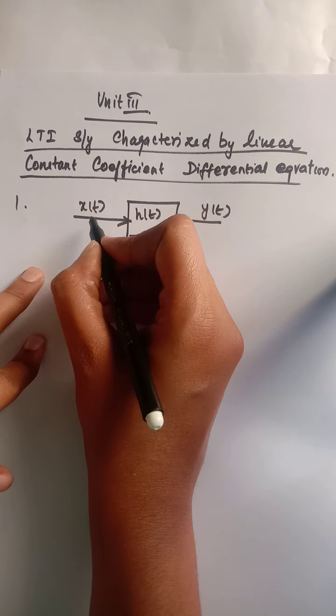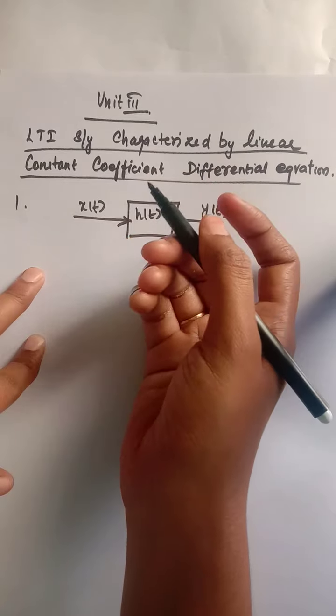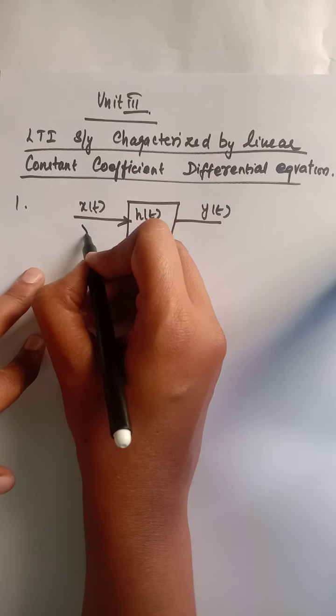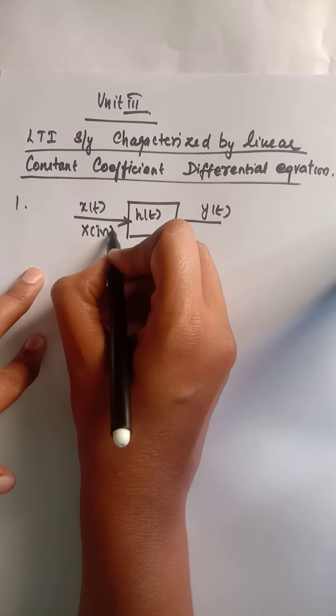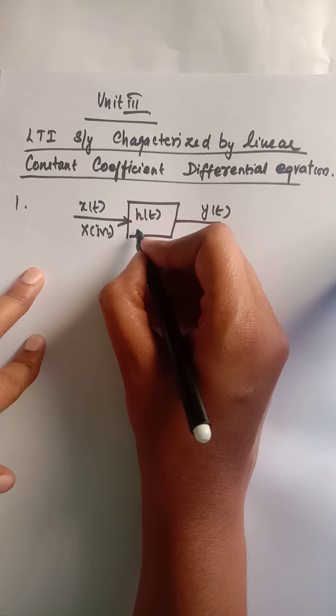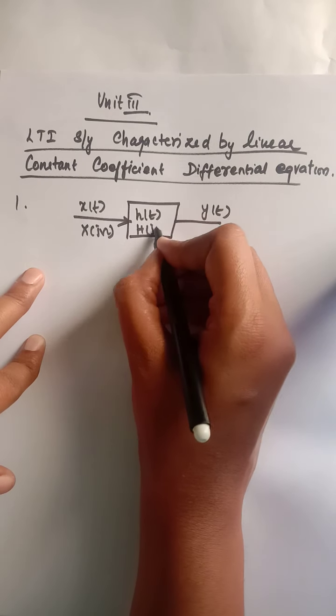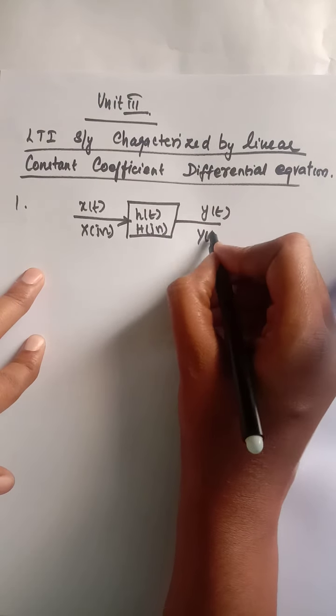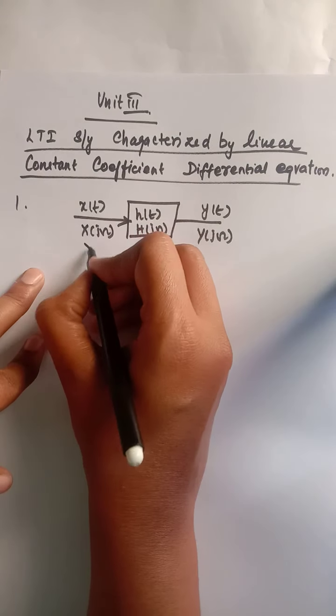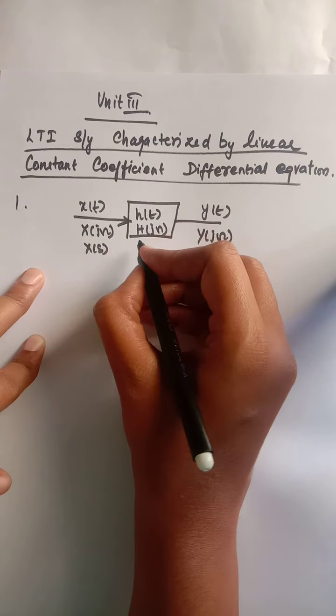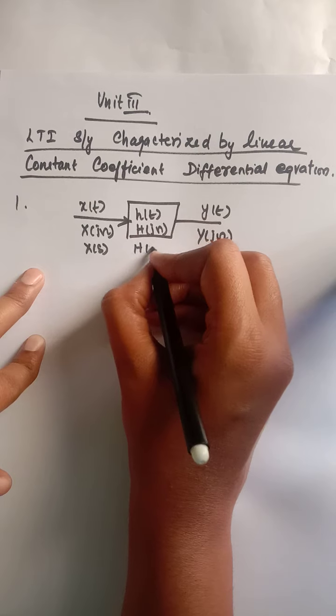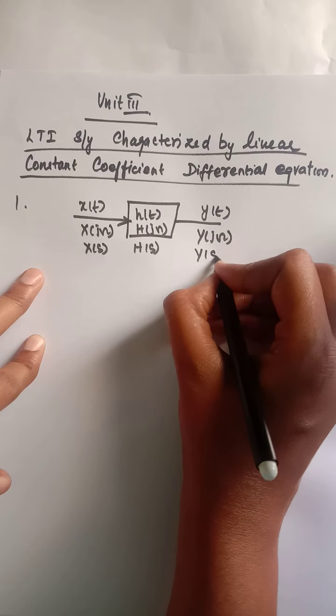You know that we can apply any transform to represent it in the frequency domain. Either you apply the Fourier transform, in which case it becomes X of j omega, H of j omega and Y of j omega. If you apply the Laplace transform, this becomes X of s, this becomes H of s and this becomes Y of s.